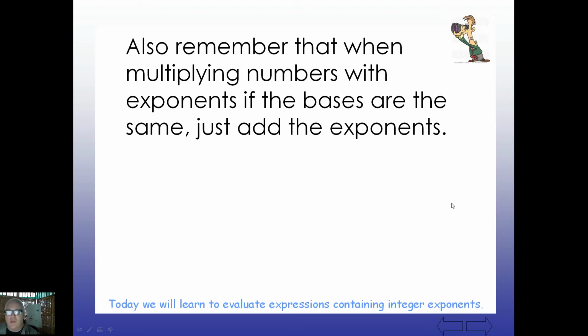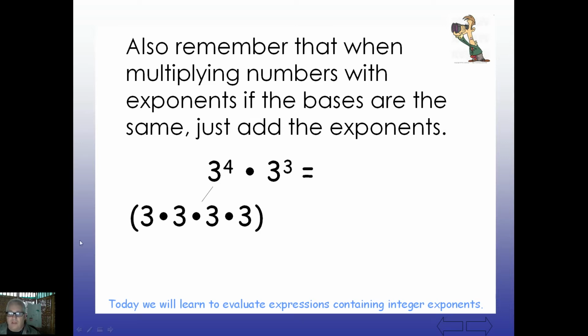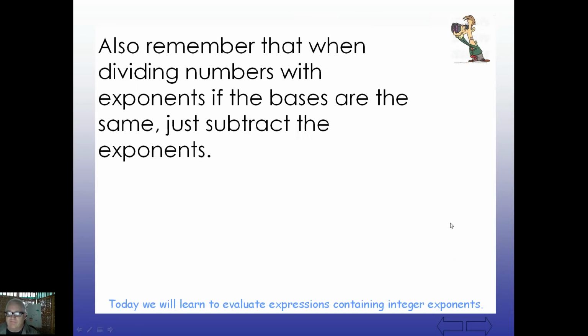Also remember that when multiplying numbers with exponents, if the bases are the same, just add the exponents. So for example, if we have 3 to the 4th times 3 to the 3rd, well, we could also look at it like this. How many 3's do we have? 4. How many 3's do we have? 3, for a total of how many 3's? Well, the answer, of course, is 7. So this is actually 3 to the 7th. What's a faster way of doing that? 4 plus 3 would be 3 to the 7th.